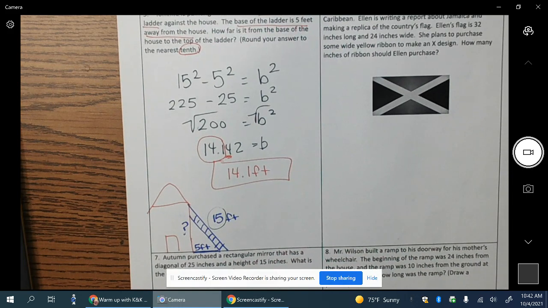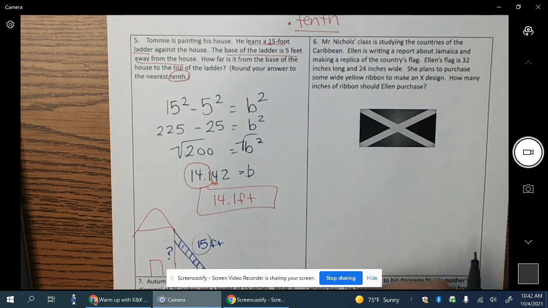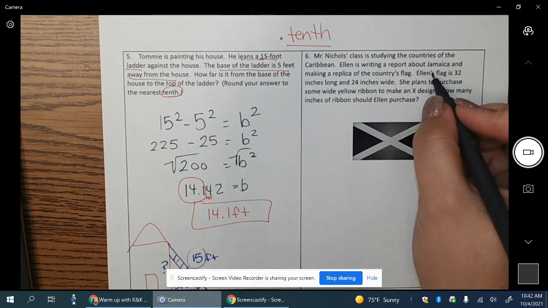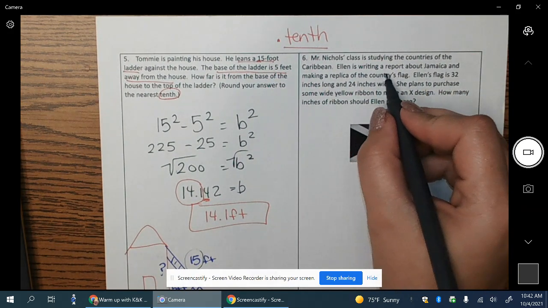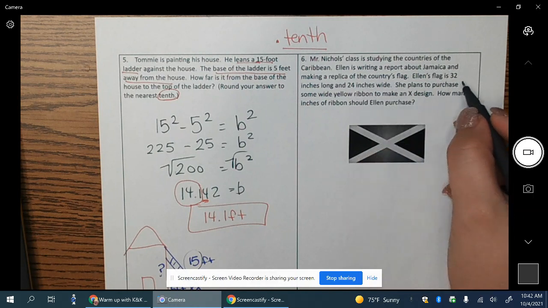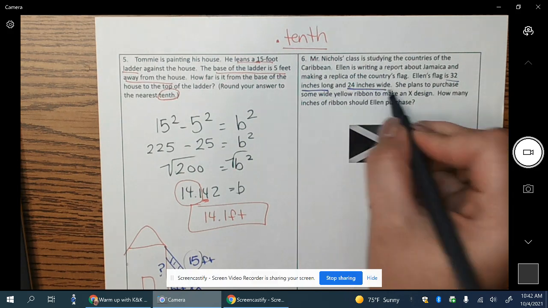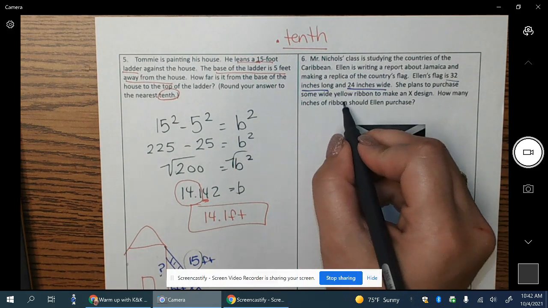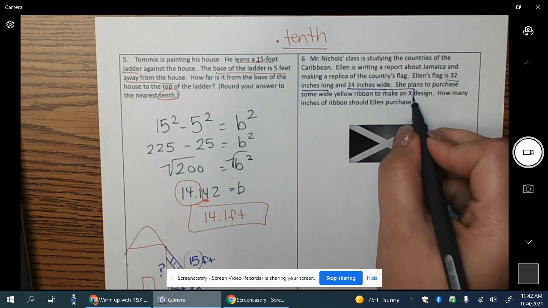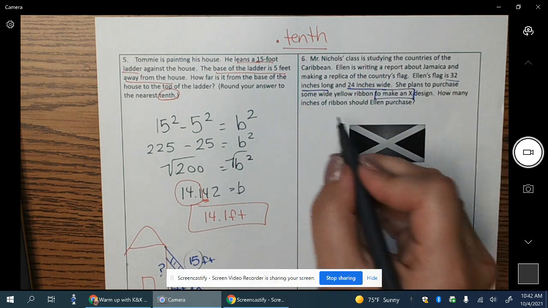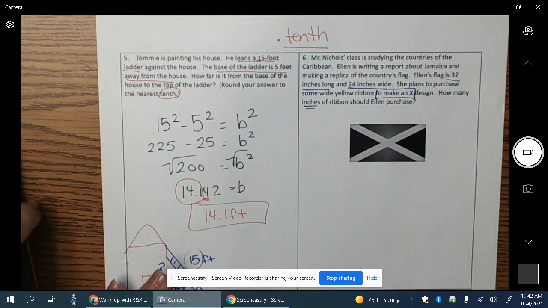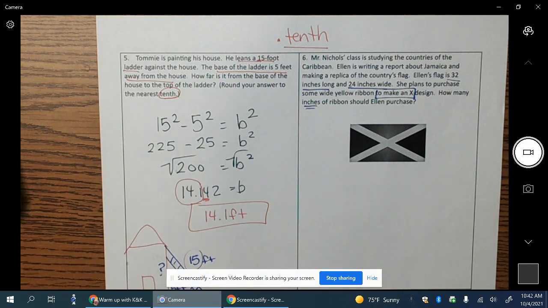Next one. Anybody want to read it? Okay, go ahead. Ellen is writing a report about Jamaica and making a replica of the country's flag. Ellen's flag is 32 inches long and 24 inches wide. She plans to purchase some wide yellow ribbon to make an exact. How many inches of ribbon should Ellen purchase? Perfect. Thank you, ma'am.